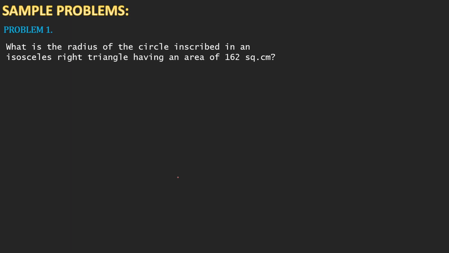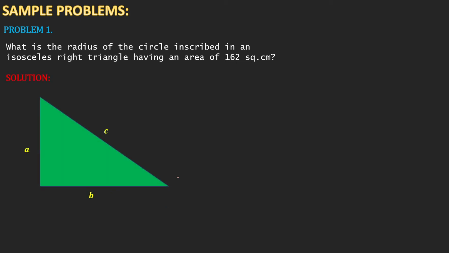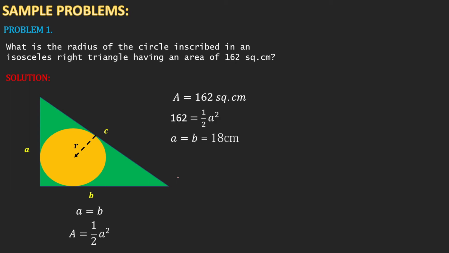Okay? Try tayo ng mga problems sa geometry. What is the radius of the circle inscribed in an isosceles right triangle having an area of 162 square centimeter? When we say inscribed, nasa loob po si circle ng isosceles triangle. When we say isosceles triangle, A is equals to B. Ang area niyan is 1/2 A squared. So makokompute natin yung A. A is equals to B is 18 cm.